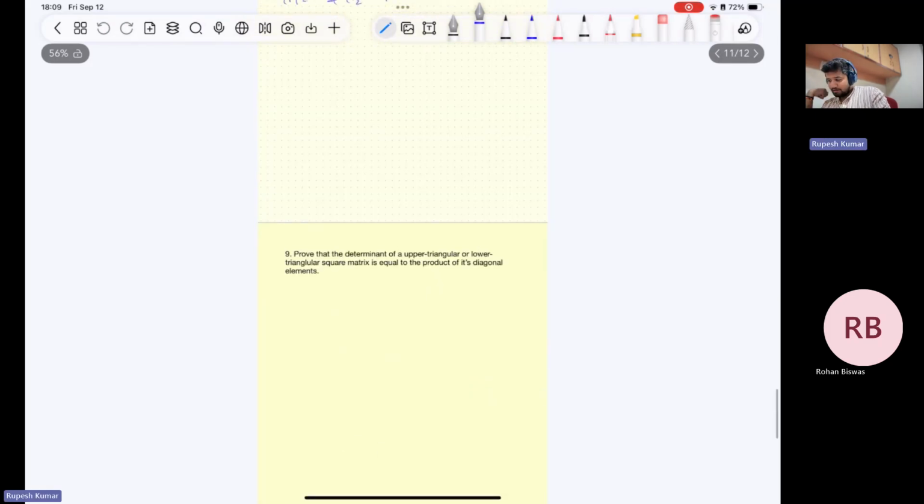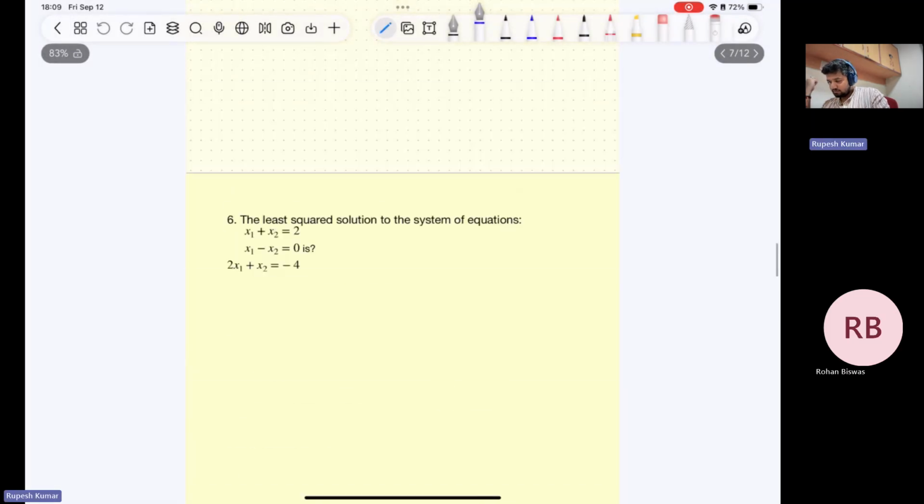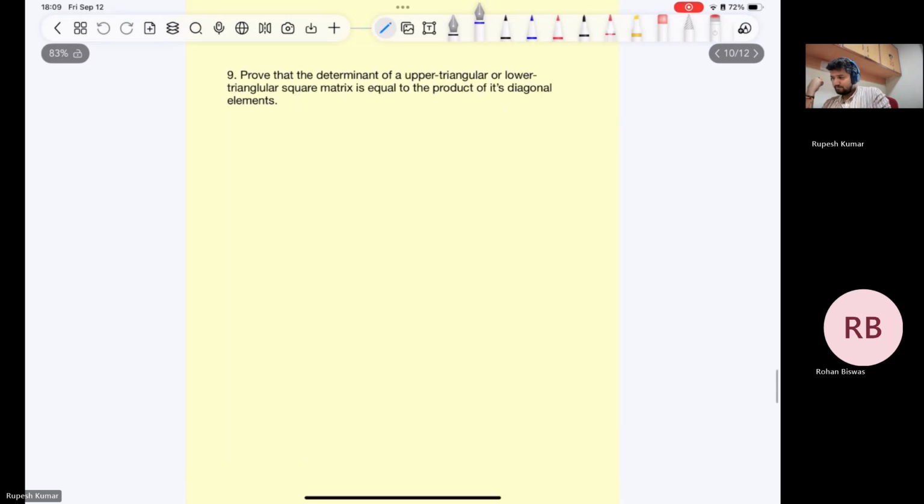So, let me cover up the remaining problems from the previous sessions and then we can start this session. Let's start with some basic, simpler problems, and then we'll start with the topics for today's session. The problem says, prove that the determinant of an upper or a lower triangular matrix is equal to the product of its diagonal elements, right?